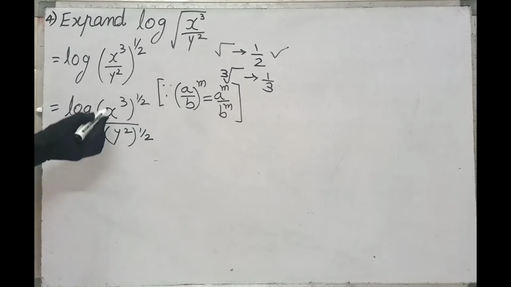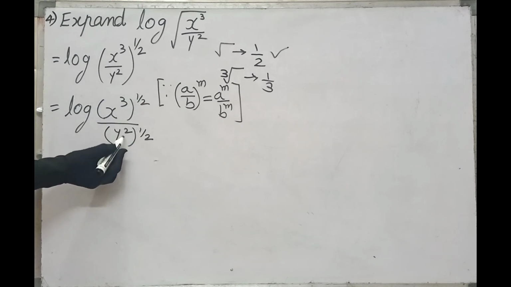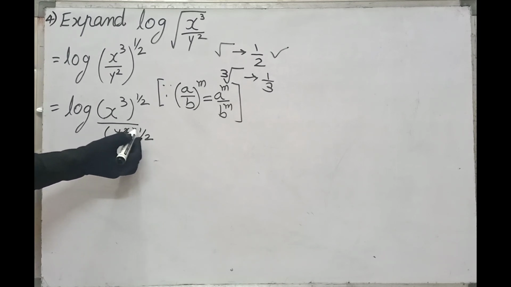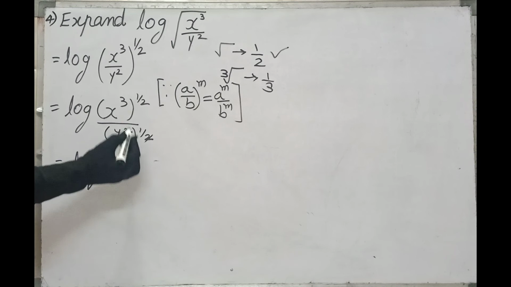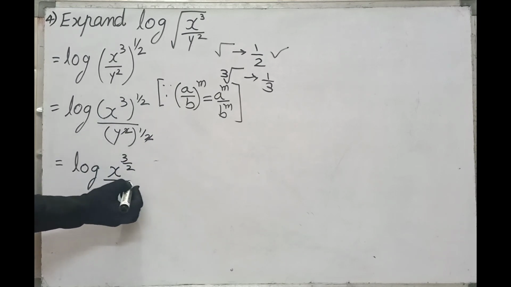Now here we cannot cancel because these two are two different things. But here we are having 2 and 2. 2 is in the numerator and 2 is in the denominator. So we can cancel here. Okay. So this will become log x power 3 ones are 3 by 2, by y power 1. 1 means no need of writing this 1 here.